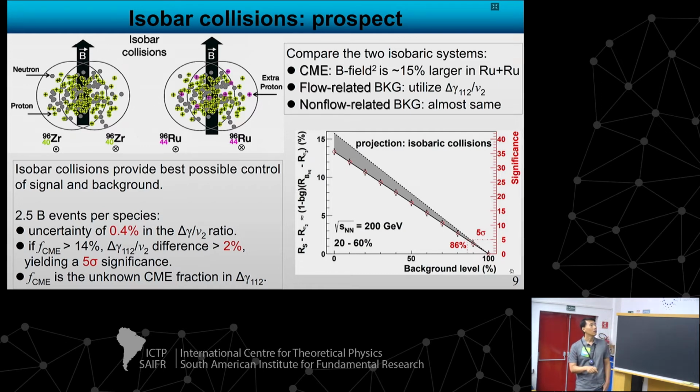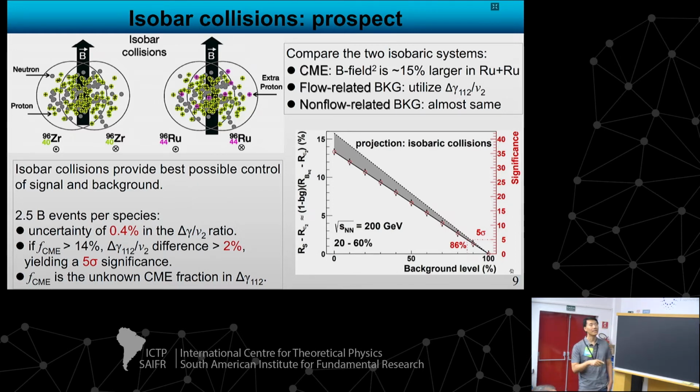So then we have some realistic estimation based on the statistics and on the error bar. The estimation is based on 2 billion events per species. What we get is, if the background level is around 86% in our observable, meaning the signal fraction is about 14%, then we can have an observable 5 sigma effect in the difference between the two isobars. So there is some detailed calculation of how we arrive at this 5 sigma.